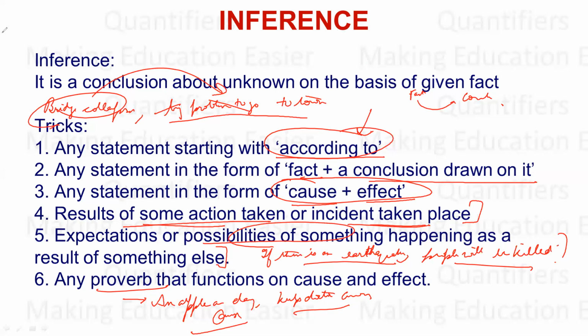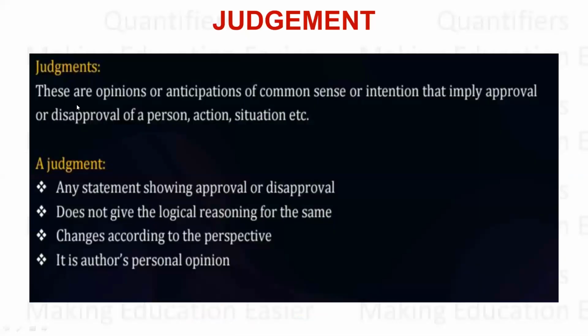Because there's a lot of subjectivity in it, right? So judgments are basically the opinions or anticipations or intentions that imply approval or disapproval of a person. Let's understand in a very simple way what a judgment is: a statement showing approval or disapproval. It has a lot of words like "it will", "I will", "I like", "I hate". It is going to have a lot of adjectives and adverbs. This is very bad, this is very interesting. Something like this does not give the logical reasoning for the same.